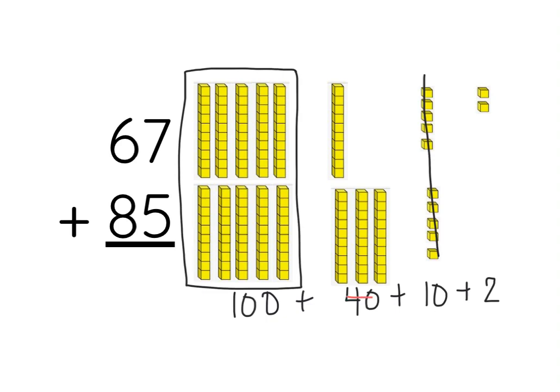Combine your like terms, which are your 40 and your 10, together for a 50. And in expanded form, we have 100 plus 50 plus 2 equals 152. Notice how easy it is to see the answer if you make it organized.